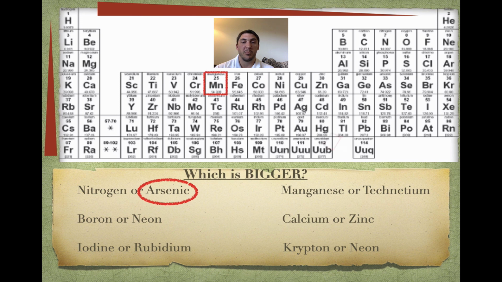The next pairing, manganese and technetium. Manganese and technetium are both, again, in the same family. So the one which has more shielding is going to be bigger in atomic radius. That's technetium.